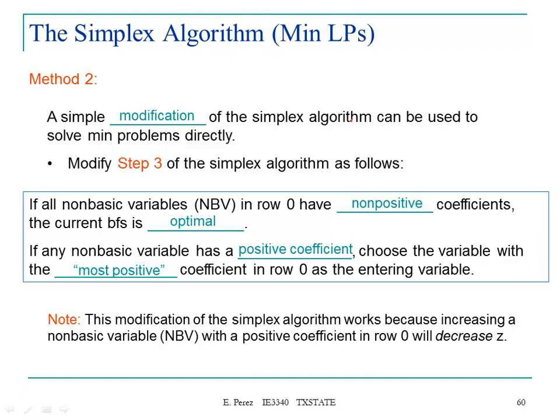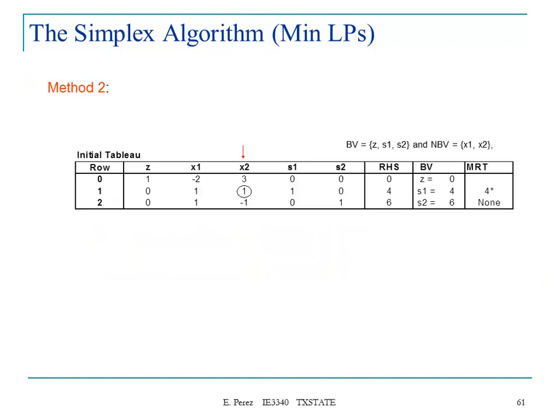Now, this modification of the Simplex algorithm works because increasing a non-basic variable with a positive coefficient in row 0 will decrease the value of the objective function. Okay, so it's the same way of thinking as the maximization problem, but now instead of looking at the most negative value, we're going to look at the most positive one because we want to decrease the objective function. So let's look at the example.